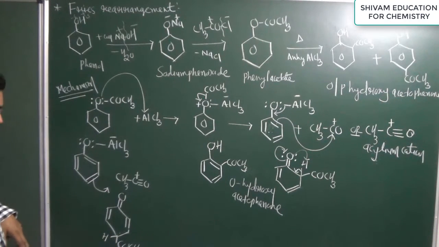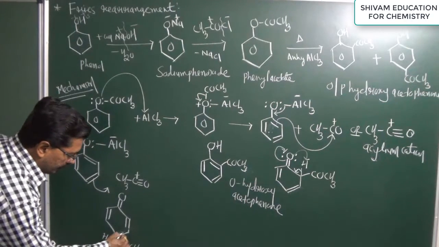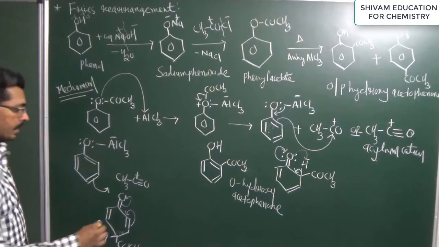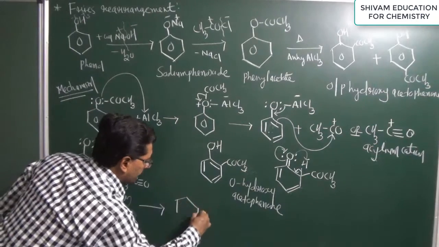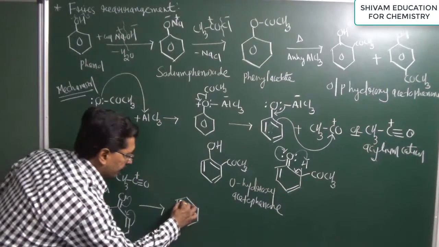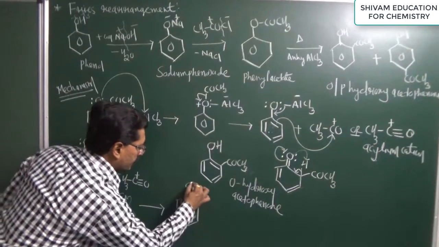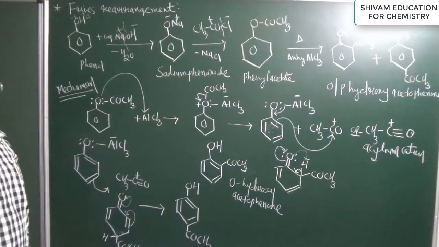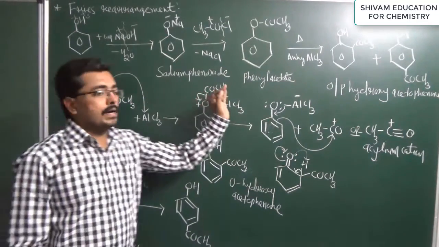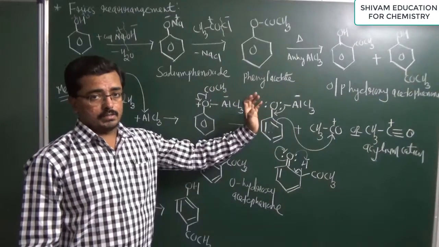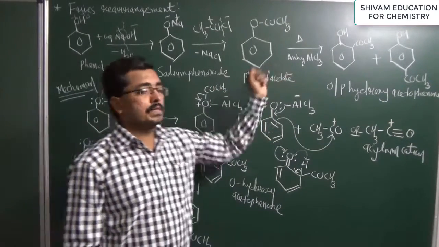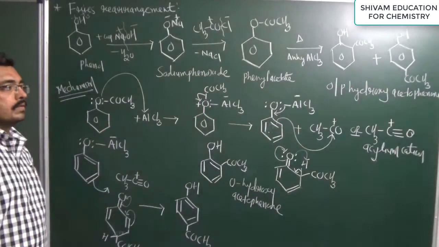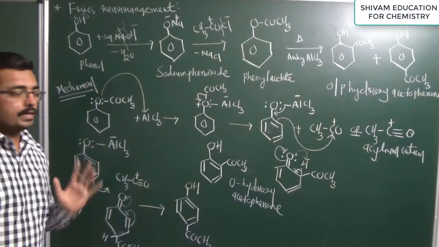Once again a rearrangement reaction occurs. This hydrogen electron pair forms a bond, this bond breaks and the electron pair transfers here, and this bond breaks and the electron pair transfers here. On rearrangement, if the attack occurs at the para position, we once again get this type of para structure. So whenever an ortho or para hydroxy phenol ester is heated in the presence of anhydrous AlCl3, we get ortho or para hydroxy acetophenol. This reaction is known as the Fries rearrangement reaction.